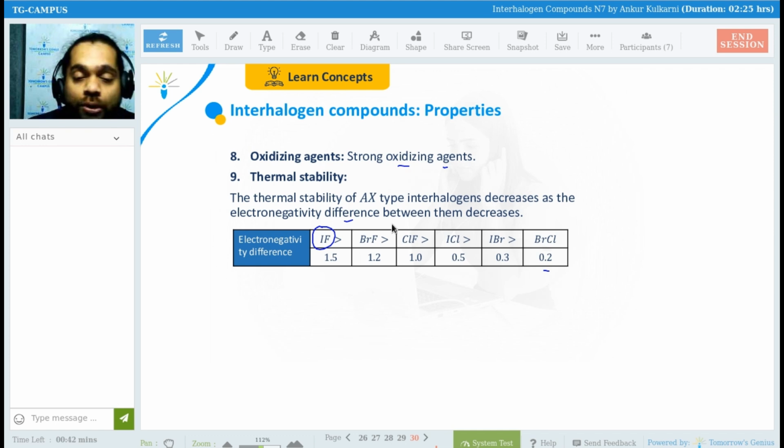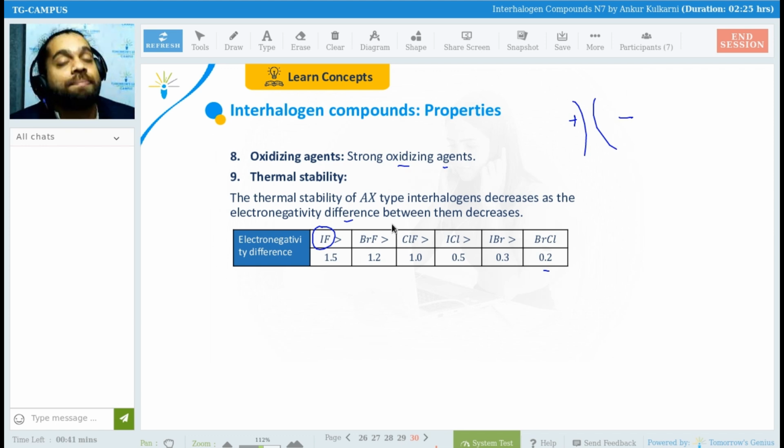So over here, look at the electronegativity difference. If the electronegativity difference increases, that means there is more positive and negative charge. So what is happening? This will separate. Remember, if it can separate easily, that means thermal stability is low. Thermal stability means what, Prashanti? If I give heat, how easily does it separate? If it separates easily, thermal stability is low. If it does not separate easily, thermal stability is high. You require more heat energy to separate them.